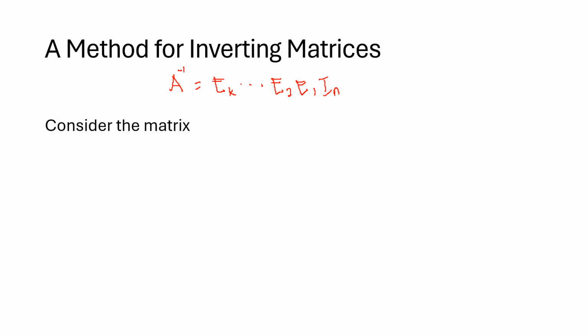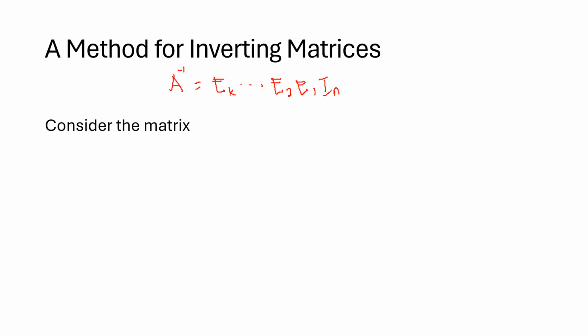So, to find the inverse of an invertible matrix A, find a sequence of elementary row operations that reduces matrix A to the identity, and then perform the same sequence of operations on the identity matrix to obtain the inverse.